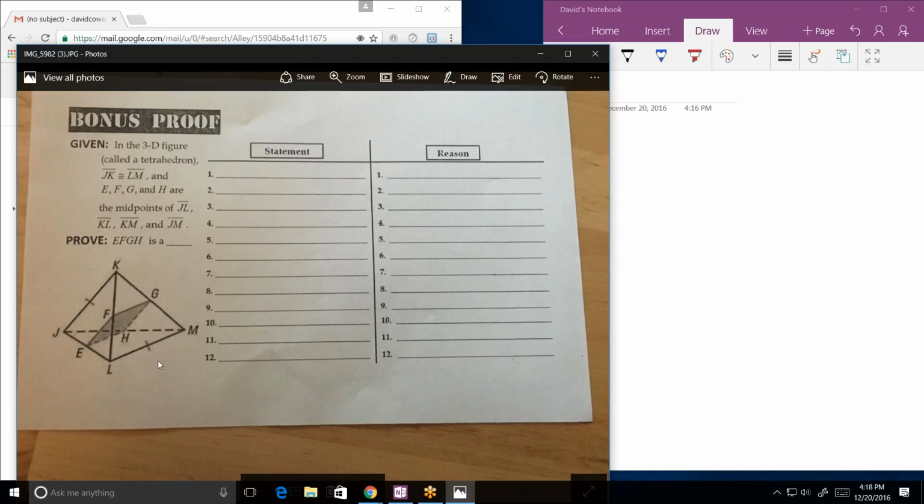If you're like me, you must have asked yourself, are all edges the same length on a tetrahedron? And the answer is no. They are if it was a regular tetrahedron, and then the problem would be a piece of cake. It wouldn't be hard at all if you knew that all the edges were the same. The only two edges that are the same are KJ and LM.